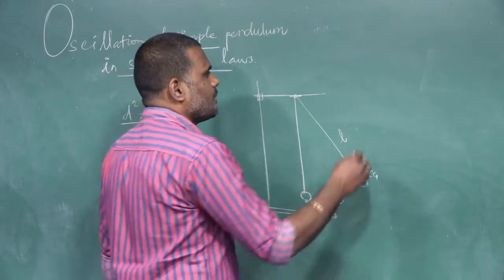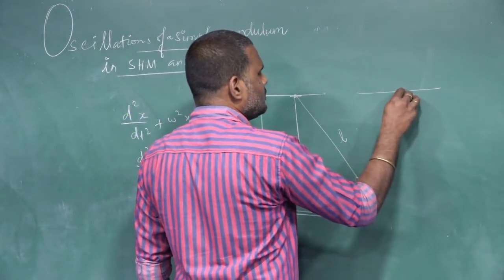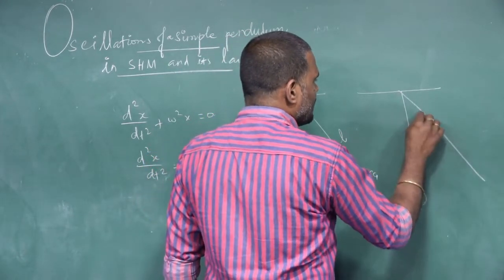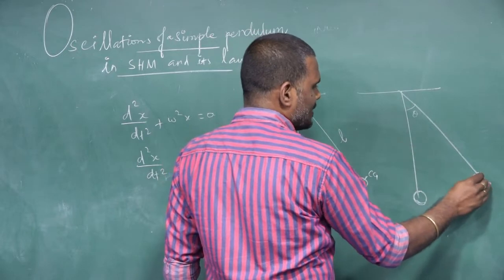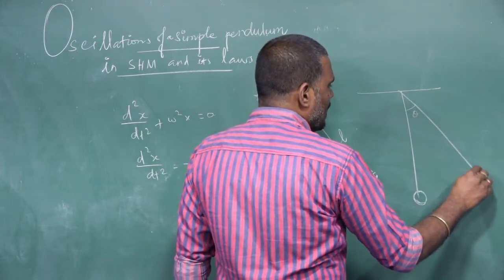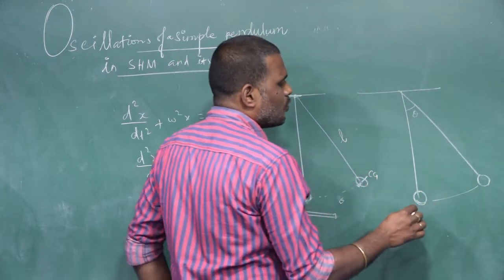What are the forces here? I can show you here. The pendulum is about its mean or equilibrium position. If the pendulum is displaced through a small angle theta, then the pendulum will be at its new position. On this pendulum, there will be two forces acting.